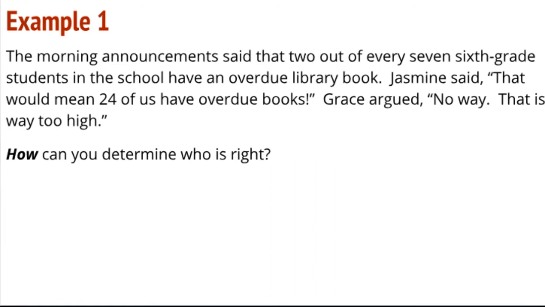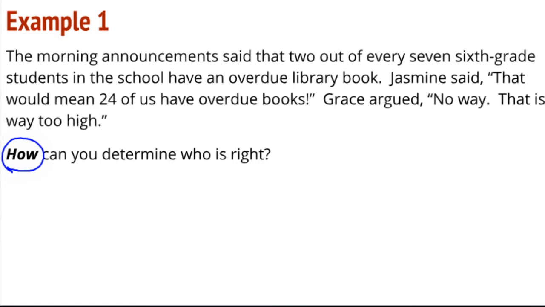All right, example 1. The morning announcement said that 2 out of every 7 6th grade students in the school have an overdue library book. Jasmine said that would mean 24 of us have overdue books. Grace argued, no way, that's way too high. And the question we're answering here is, how can we determine who is right? Not who is right, but what process would we go through to determine who is correct?